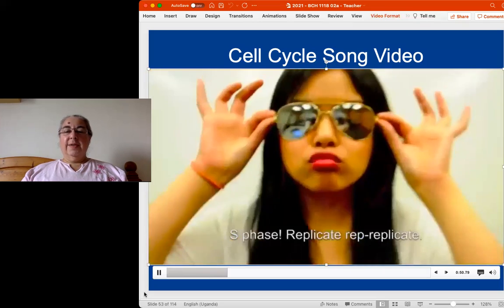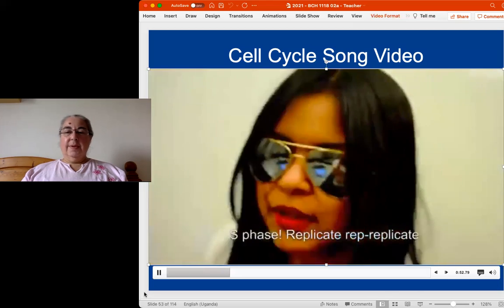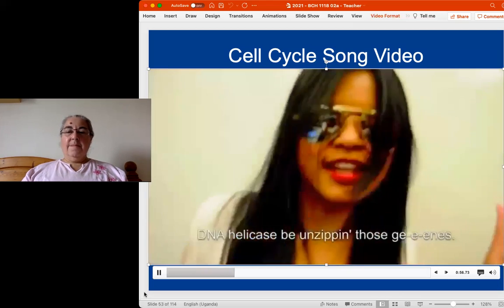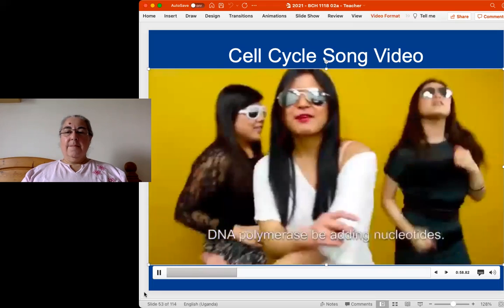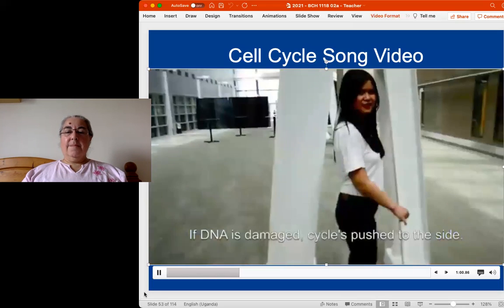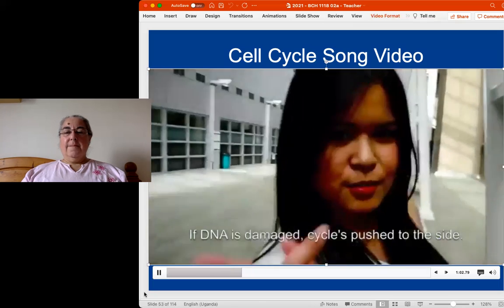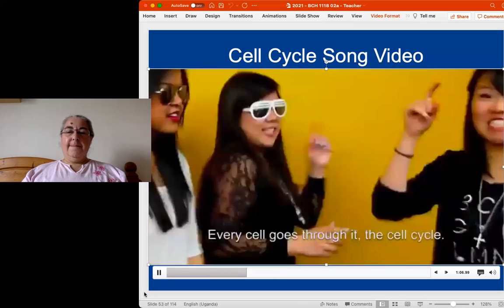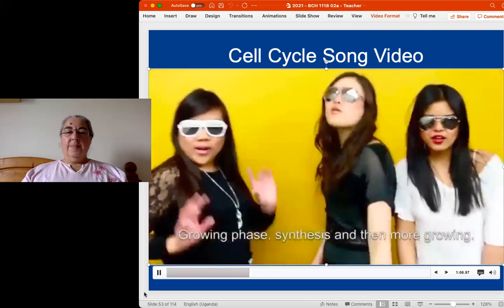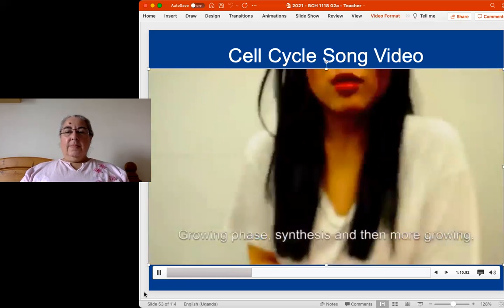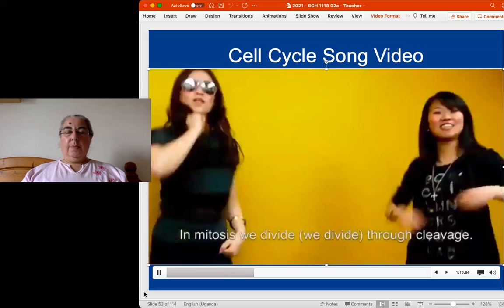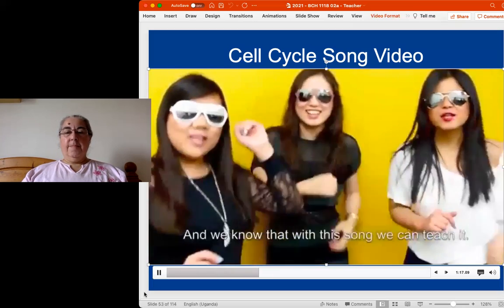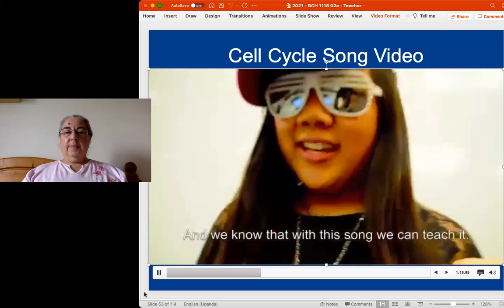S phase, replicate DNA, helicase unzipping those strands, DNA polymerase adding nucleotides. If DNA is damaged, the cycle twists to the side. The cell goes through it, the cell cycle. Growing phase, synthesis, and then more growing. In mitosis, we divide through cleavage. And we know that with the song we can teach it.